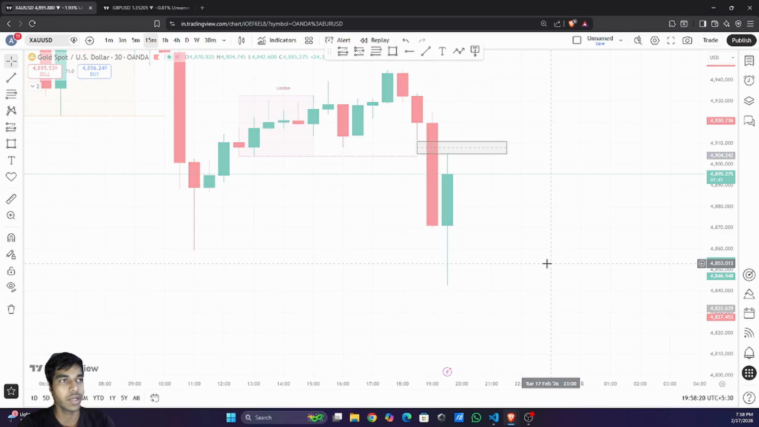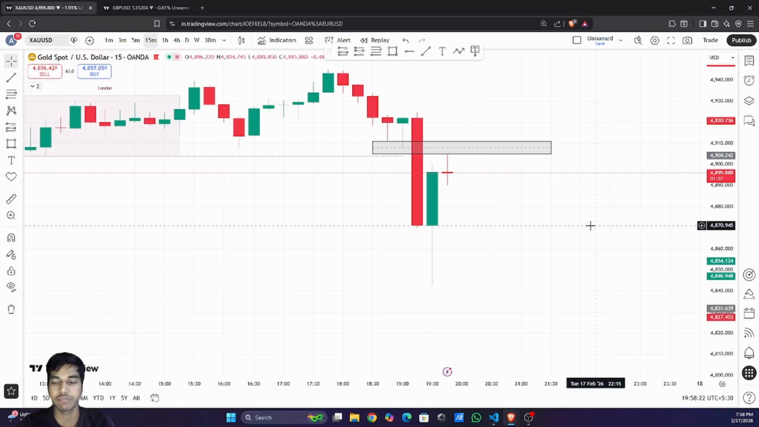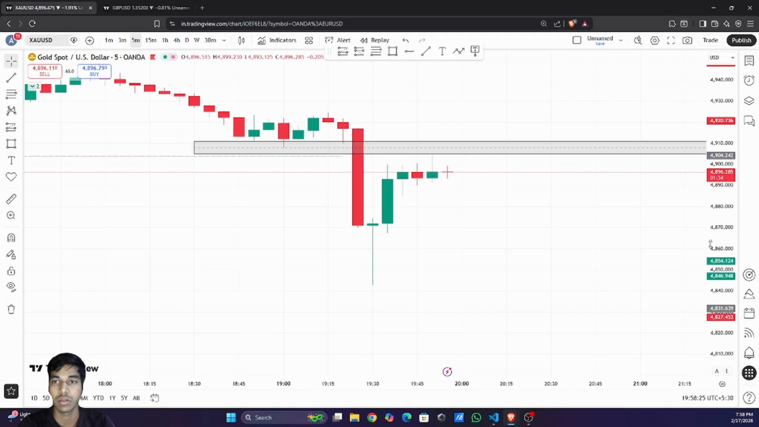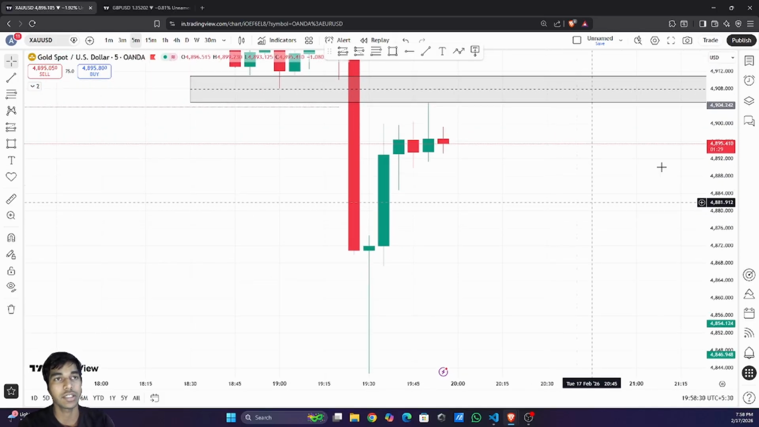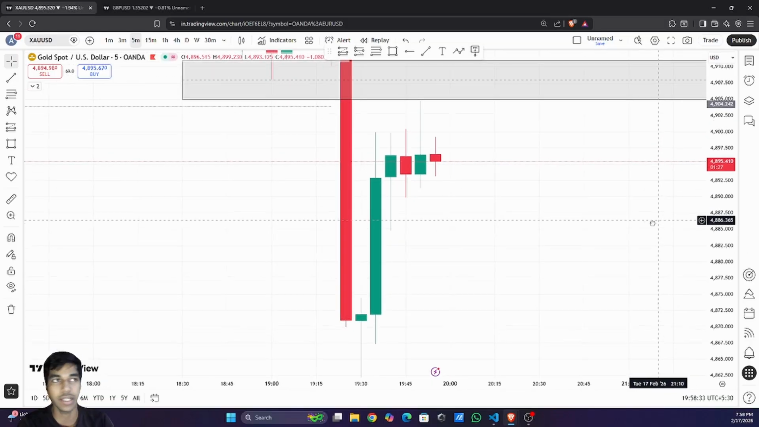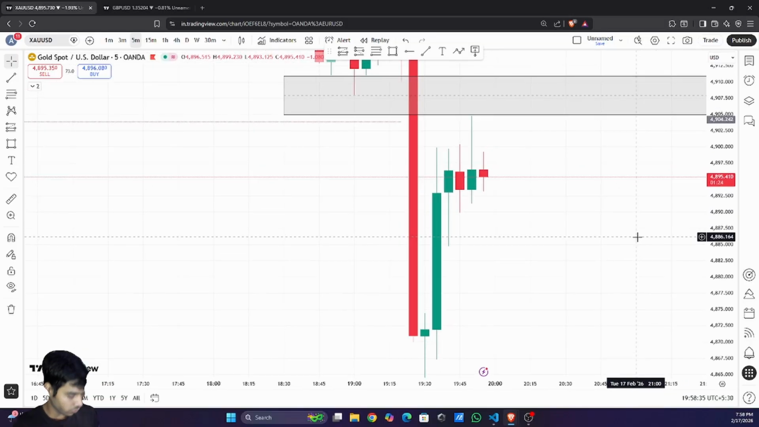Let's see where we can enter. Yeah, amazing, perfect. I will go full quantity. But as we have learned over the time, even perfect trades can also hit SL. So we will be careful. So we are bearish in gold.